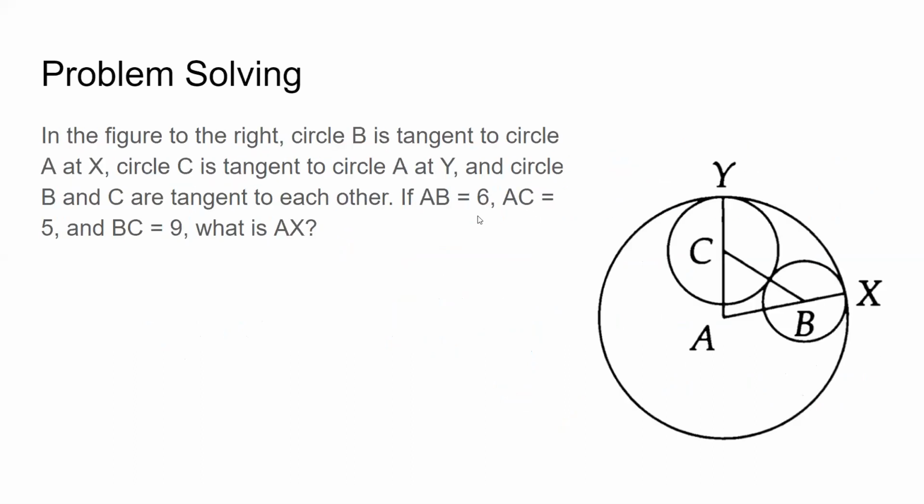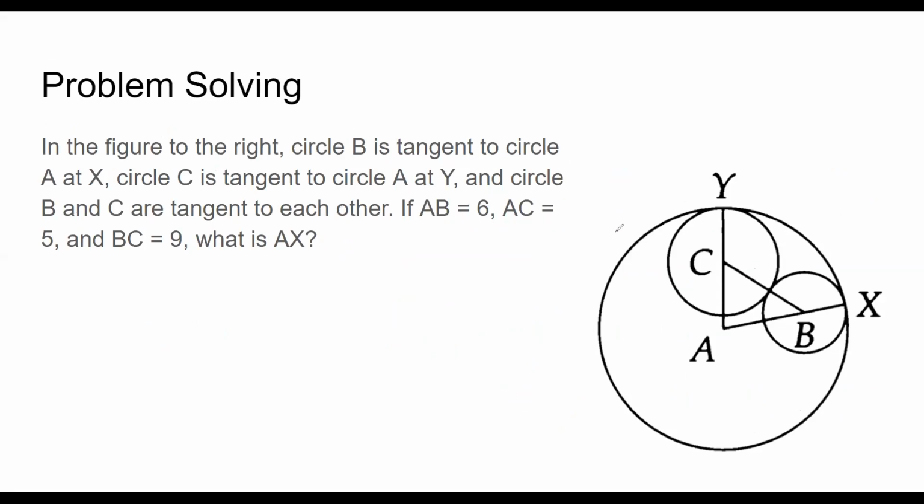Okay, this one's kind of hard, but let's see if anyone has an idea. In the circle to the right, circle B is tangent to circle A at X. That just means it's touching circle A. Circle A is the big circle at this point X. And then circle C is tangent to circle A at Y. And circles B and C are tangent to each other, so they're touching.